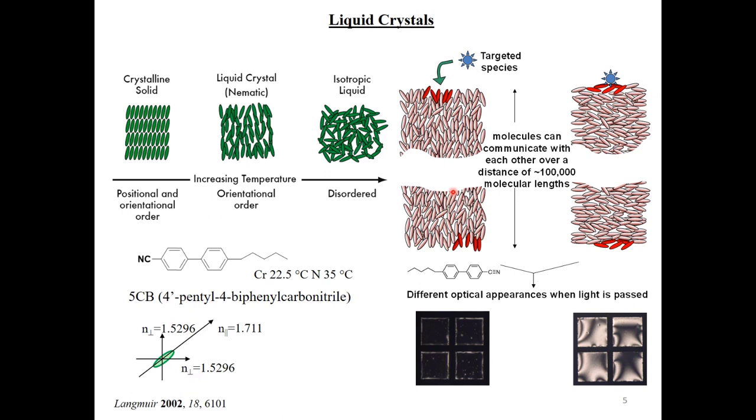Now, in this situation, if the mesogens within the liquid crystals experience some disturbance by targeted species, which can disturb the ordering at interfaces, it can extend throughout the distance, and as liquid crystal phases are optically anisotropic, it leads to different optical signals that can be easily visualized under a polarizing optical microscope.